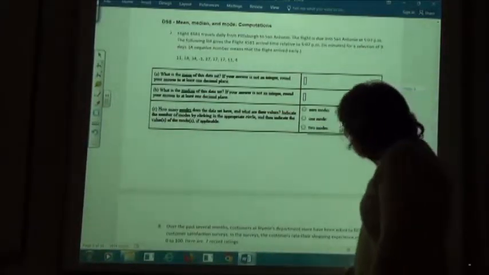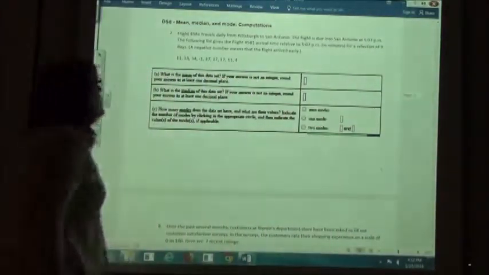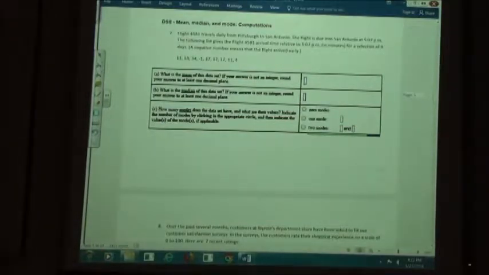Mean, median, and mode. Computations. Mean. The mean is the average of something. When I find the mean of something, I add up all my numbers and divide by how many numbers are on the list. Just like when you find the average.